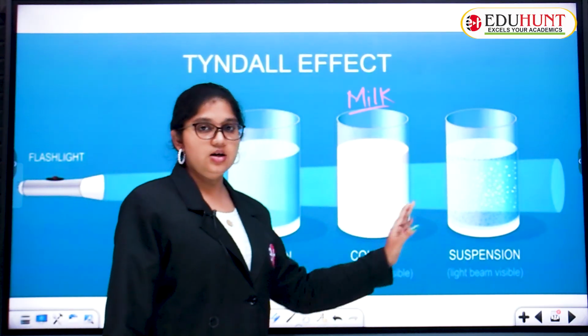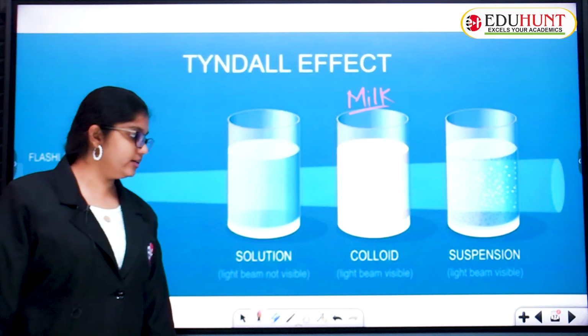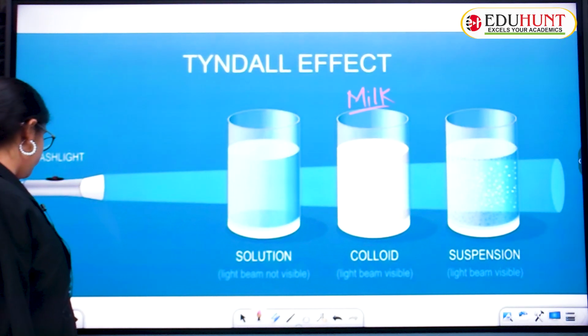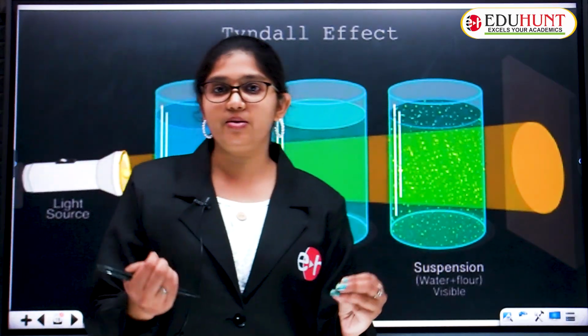These both come under heterogeneous solutions. This comes under homogeneous solution. Clear, right? We have one more picture for you. Here we go. Just for differentiation, so that it is easy for you to understand.